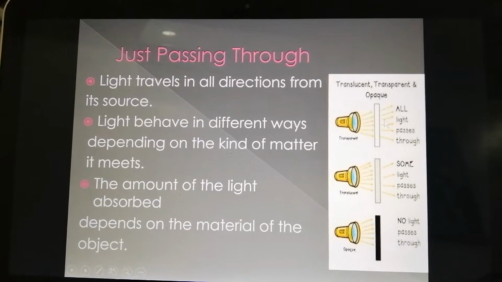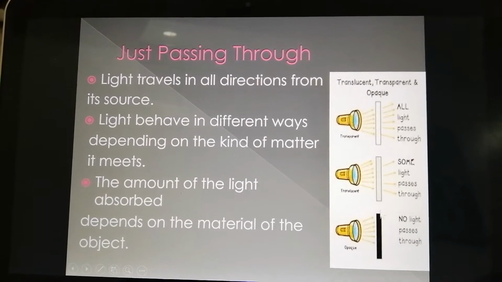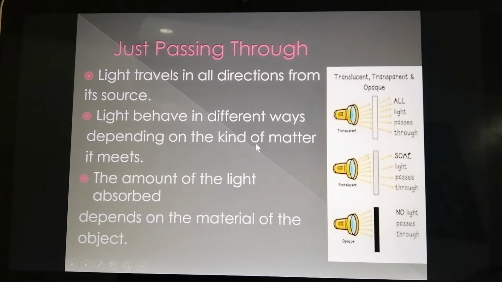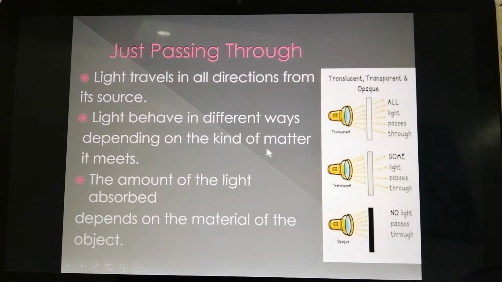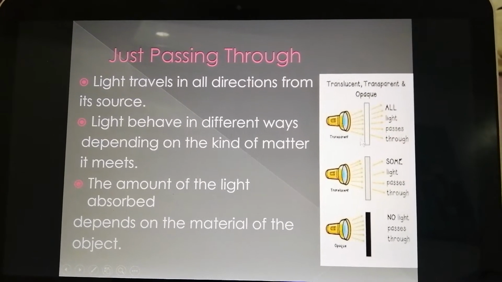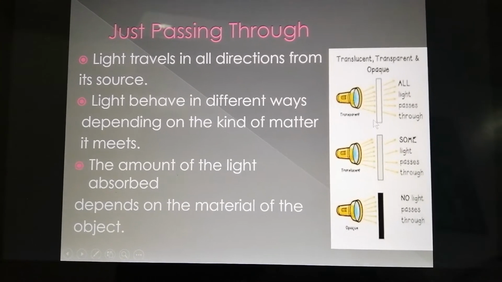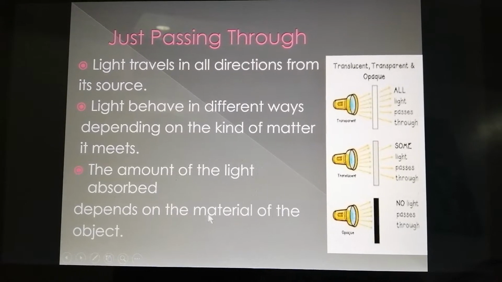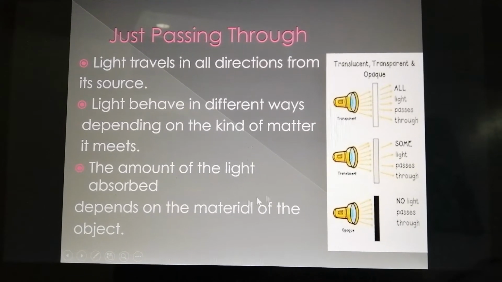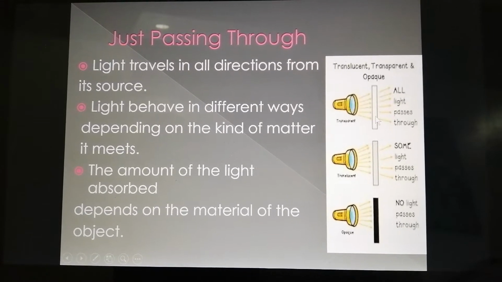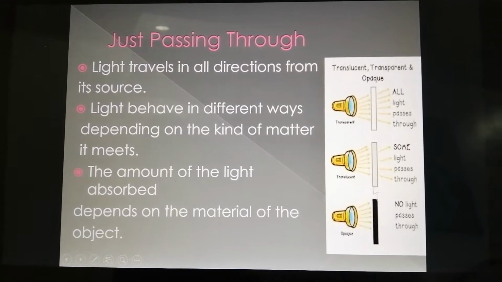But when it travels, it hits objects, right? Different kinds of matter. In its way, it meets different kinds of matter. Each one of them has a different reaction than the other. The amount of light that is absorbed depends on the material of the object. What is this object? Is it opaque? So here, this is the opaque one.